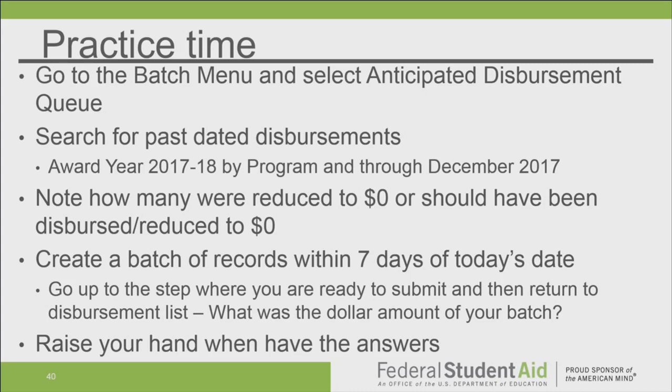Create the draw down so that it hits your bank no earlier than 3 days before that disbursement date, and the funds are there for you to disperse. That way you don't have to use institutional funds to disperse. You just have to time it right, because you don't want to have the money more than 3 days in your bank account, or you'll be in violation of our regulations.